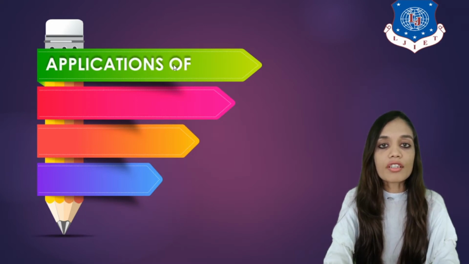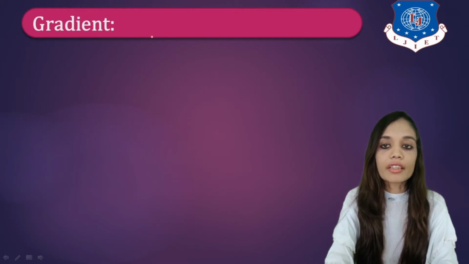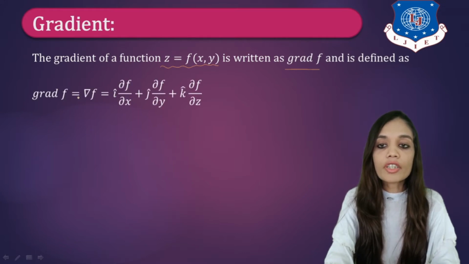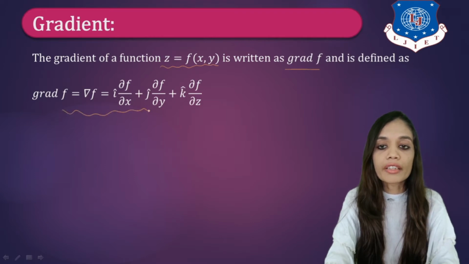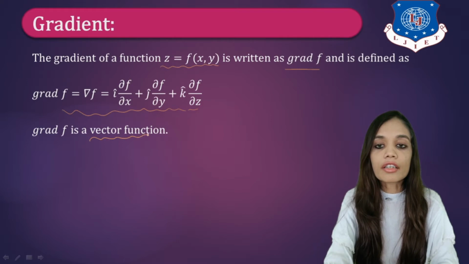Today we are going to discuss a few more topics of applications of partial derivatives. So let us begin with the first topic, gradient. The gradient of a function z equal to f of x comma y is written as grad f and is defined as grad f = del f = i cap del f by del x + j cap del f by del y + k cap del f by del z. So this is the formula to find the gradient of a function f of x comma y. You can see that the gradient is a vector function.